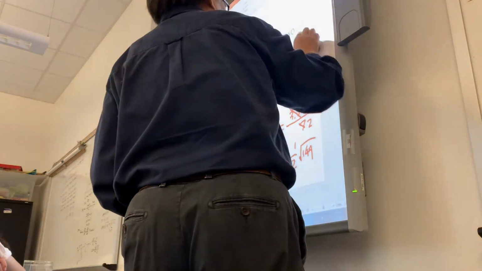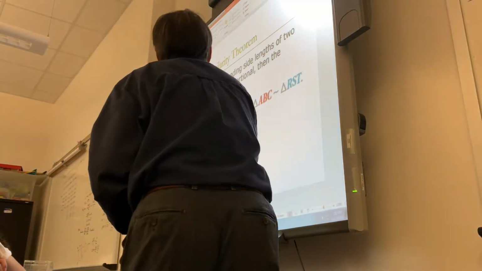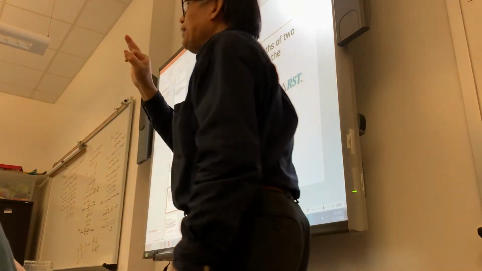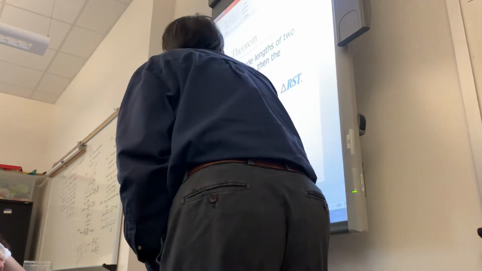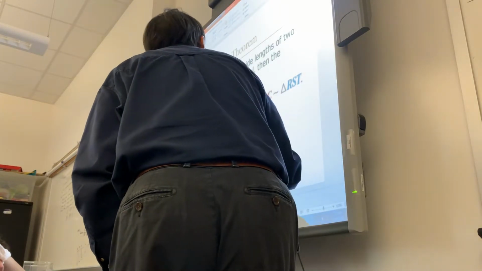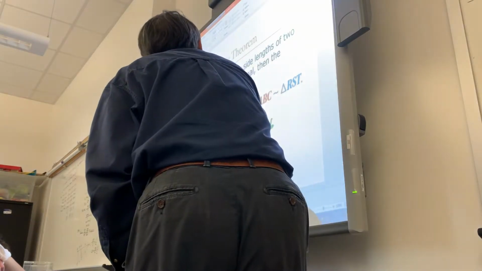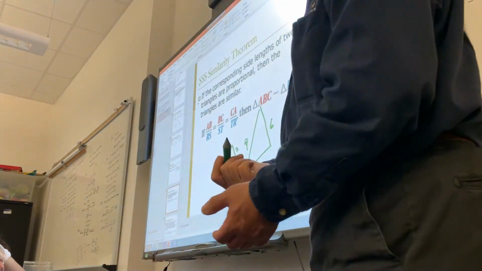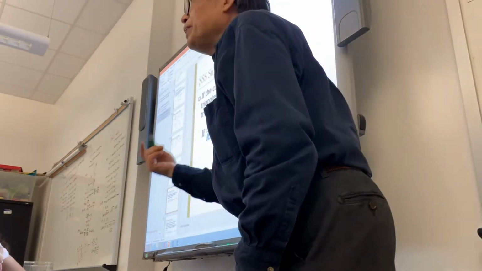SSS similarity theorem. Be careful. Similarity theorem SSS means the three sides are proportional, not congruent. So same thing, yesterday I showed you, I show you again. We have two similar triangles. This is 1, this is 3. This is 2, this is 6, this is 3, this is 9, just for example. You can see those three sides are totally different numbers. They are not congruent, but they are similar or not similar. You have to check three sides.